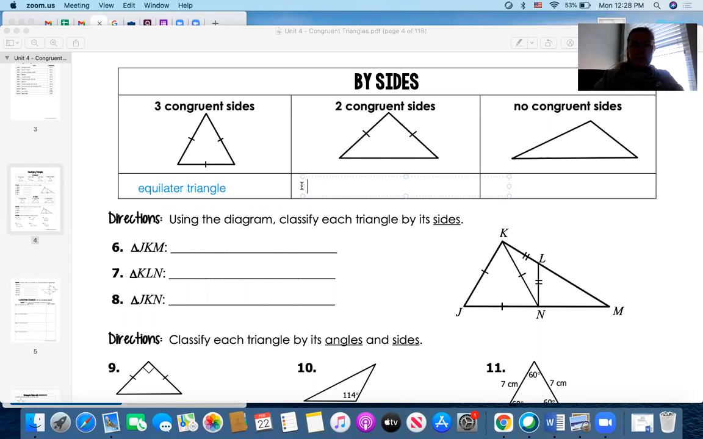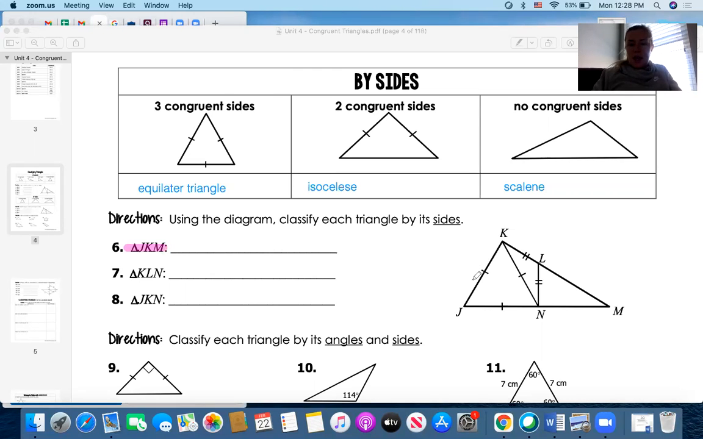Then we have 2 congruent sides. So we call that isosceles. And the last one, no congruent sides, is called scalene. All right. So we have equilateral, isosceles, and scalene, and those are the way that you name the sides. Anytime something is equilateral, it's automatically going to be equal angular also. So let's go ahead and take a look at this and see what we can determine.